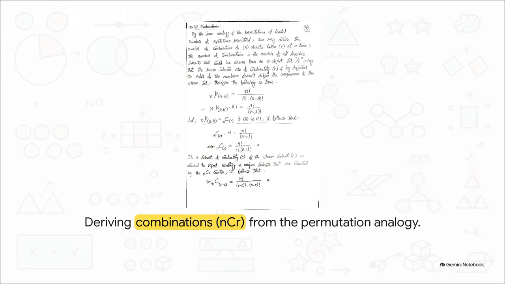Since order no longer matters, we have drastically fewer unique outcomes. We take our permutation formula, but we divide out all the different ways our R chosen items could be arranged. That leaves us with a legendary formula, nCr equals n factorial over r factorial times (n minus r) factorial.